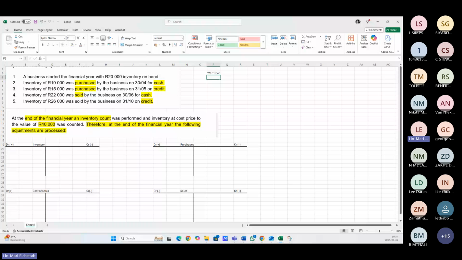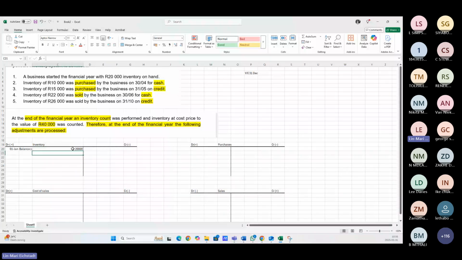So this is our opening inventory, which is the number one given, and that would be our opening balance, and that would be on our date 1 January, whichever year it might be, which is the beginning of our financial year. Your balance would be your opening inventory. We can make this a bit bigger, that would be our 20,000 Rand. Right, that would be our opening inventory that we bring in.